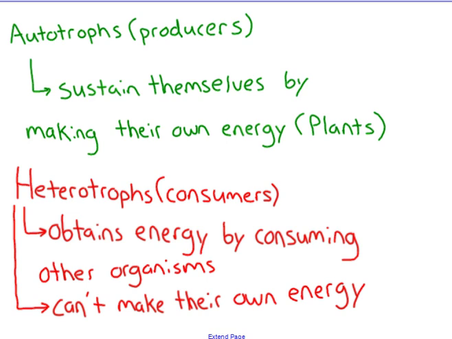Heterotrophs, the non-fancy name for a heterotroph would be a consumer. Consumers obtain their energy by consuming other organisms. So this is any organism that needs to eat another organism to get energy. So you, personally, as a human, you're a heterotroph. So they can't make their own energy. An example would be animals.